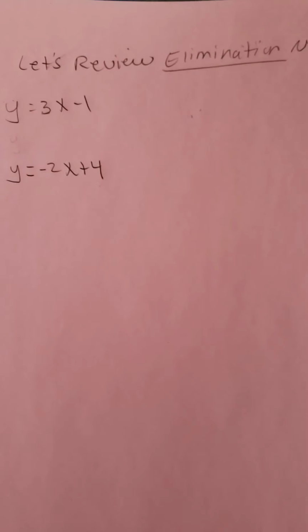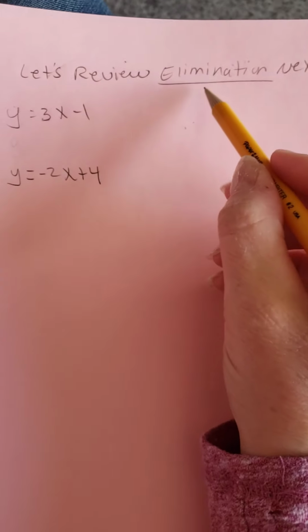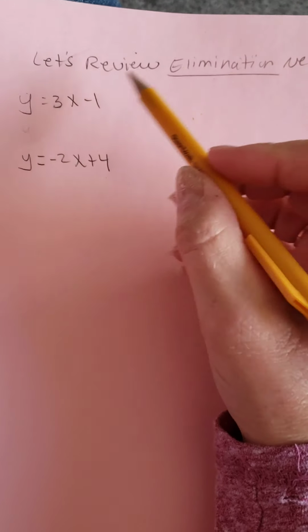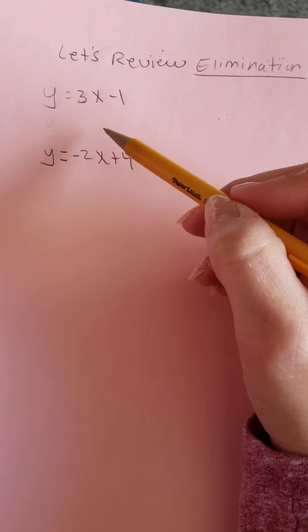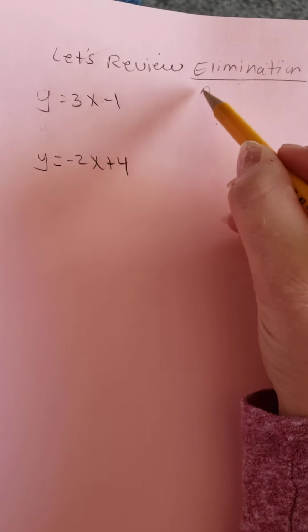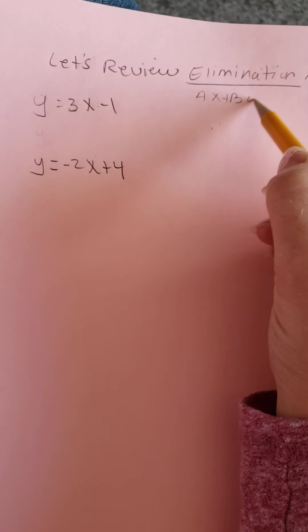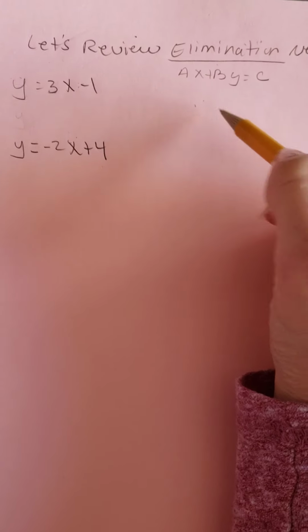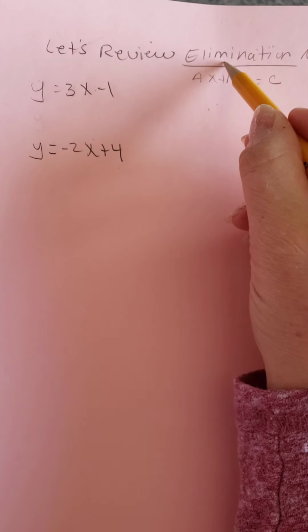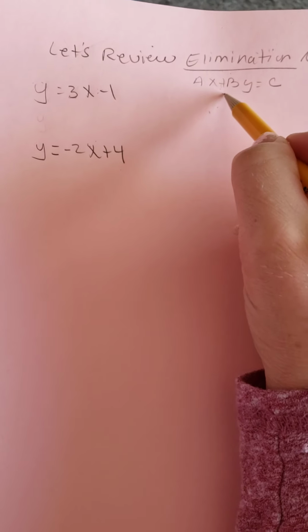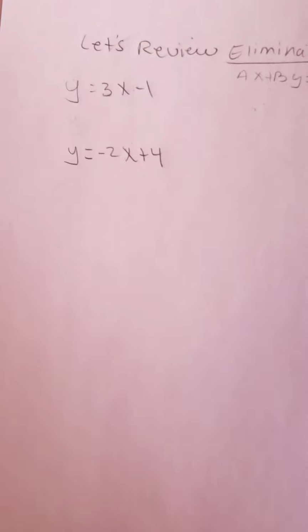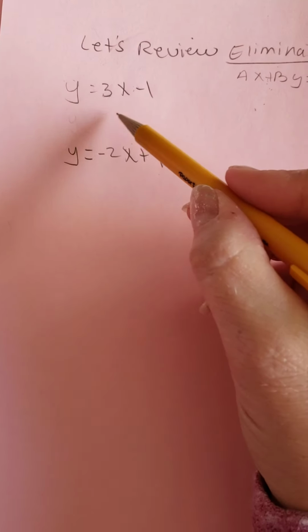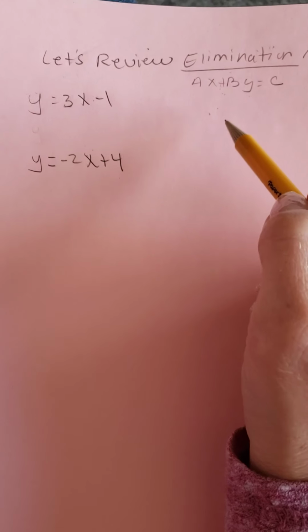Okay, so remember with elimination, that means that you can eliminate one of the variables. But look at these two equations. This is not what we're used to. We're used to seeing these equations in standard form, in ax plus by equals c form. You cannot use elimination unless you have this standard form. You can't use slope-intercept form. So you need to change this slope-intercept form into standard form.